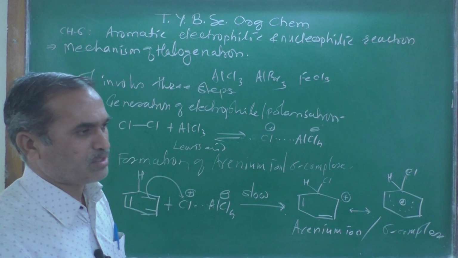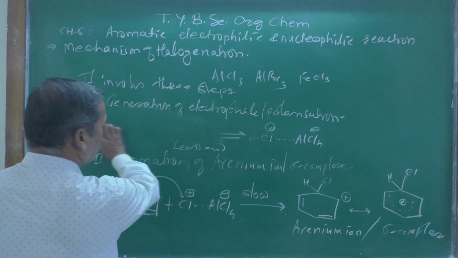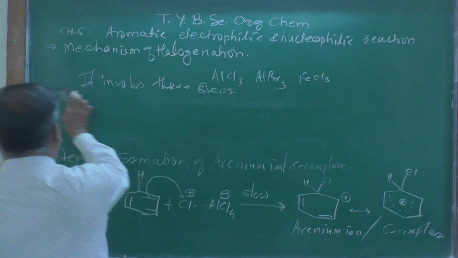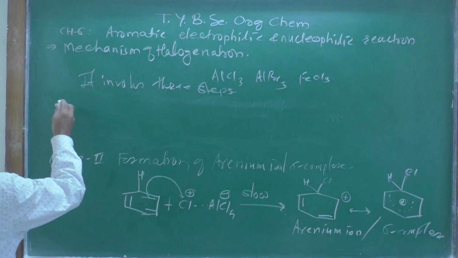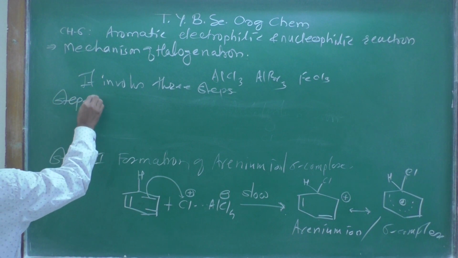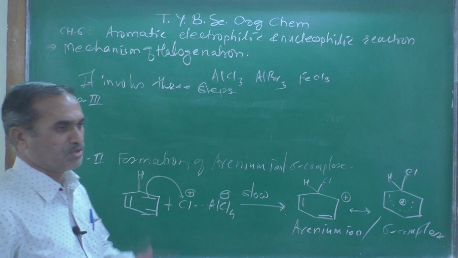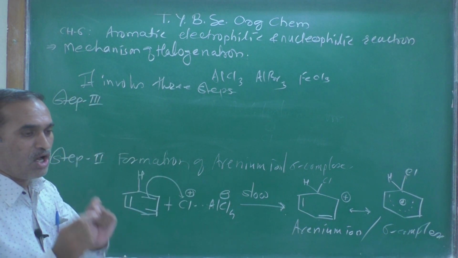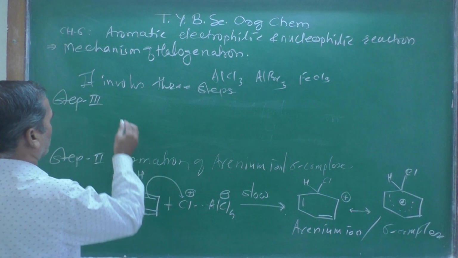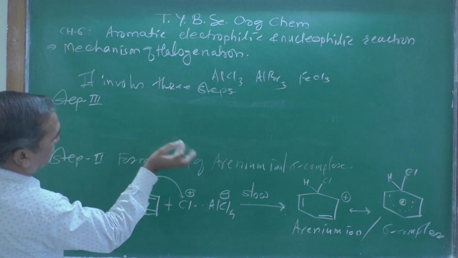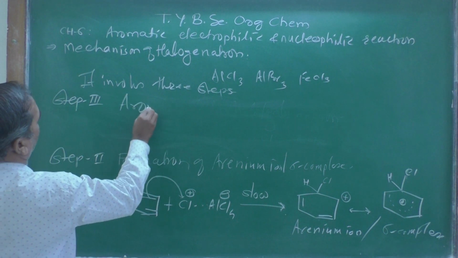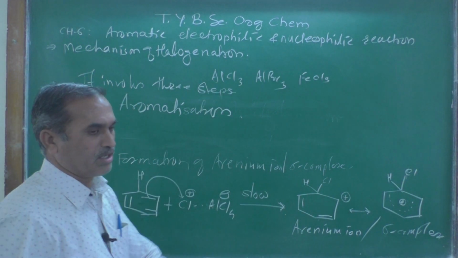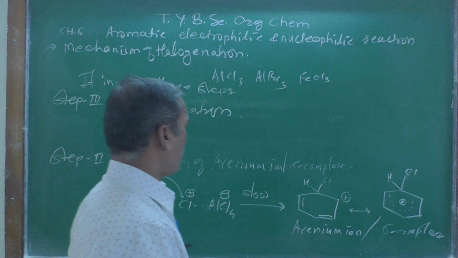And the third step, as we know, is the abstraction of proton. As we have seen during nitration, step number three is similar to that in nitration. What is that? Aromatization. The third step is known as aromatization, or we can call it the abstraction of proton from the intermediate, or we can say aromatization. This is the third step generally occurring in this reaction.